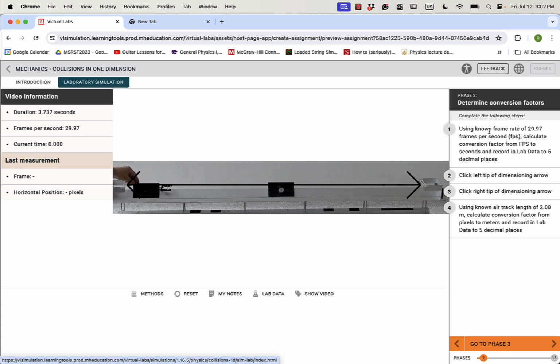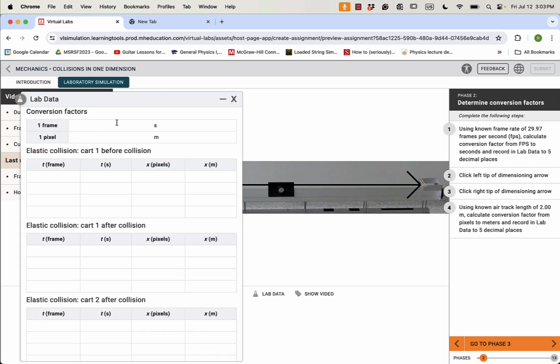Using the known frame rate of 29.97 frames per second, FPS, calculate the conversion factor from FPS to seconds and record it in lab data to 5 decimal places. Now you have already done this kind of conversion before, so all you need to do is divide 1 by 29.97. That'll give you the time for one frame. Okay, so you can record that. I'm just recording some random number here, so you will need to do the actual calculation. So again, this is not the right conversion.